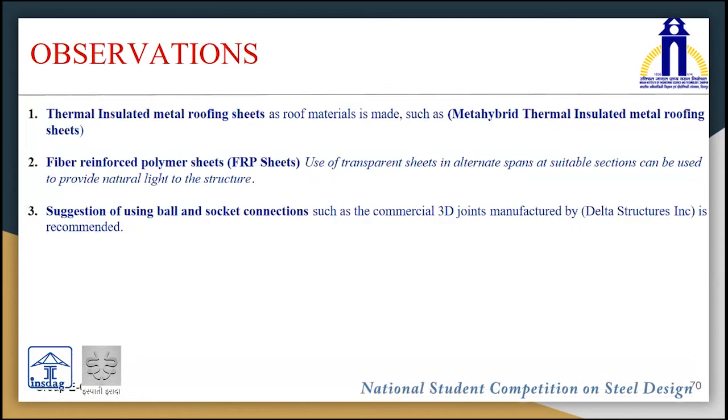A few observations which we could see in this structure: as per the design statement, we were set to use galvalume sheets for roofing material. But if we use those sheets, the heat inside the structure will increase, and that will cause discomfort to patients. So we are suggesting the use of thermally insulated metal roofing sheets, which will provide a more comfortable environment inside the structure. Moreover, we can use fiber reinforced polymer sheets of transparent nature in alternate spans, so as to increase the natural lighting of the structure.